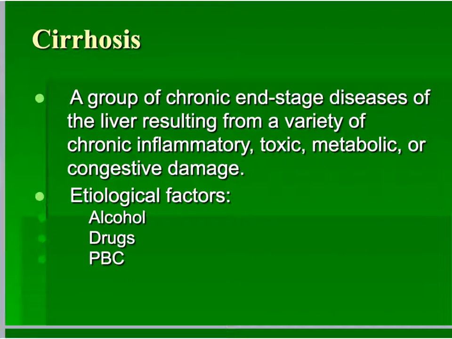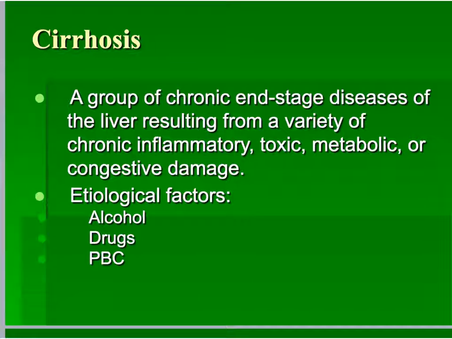So now let's talk about cirrhosis. Cirrhosis is end-stage liver disease resulting from a variety of chronic inflammatory, toxic, metabolic, or congestive damage. So it's really a group of end-stage liver diseases because of end-stage damage to the liver tissue. Etiological factors may be alcohol, drugs like certain medications that are taken over a long period of time, or PBC, which is primary biliary cirrhosis.